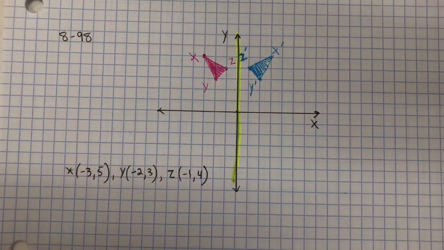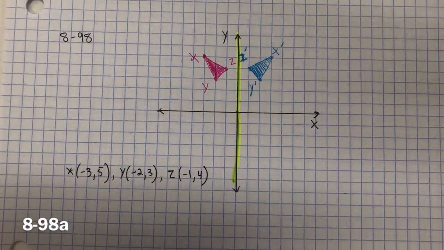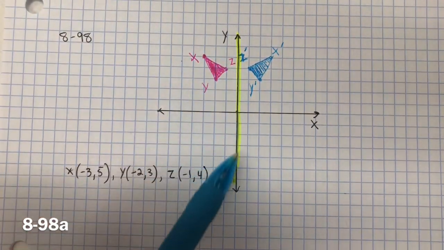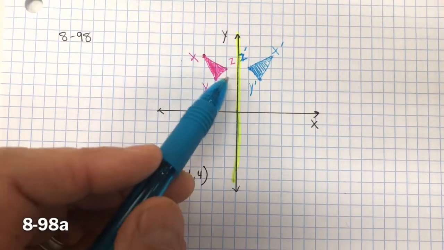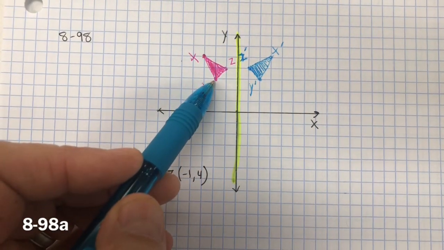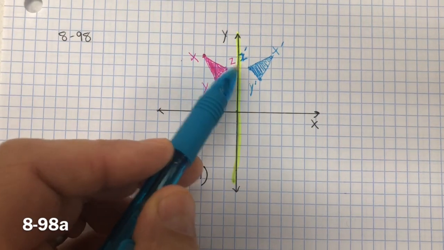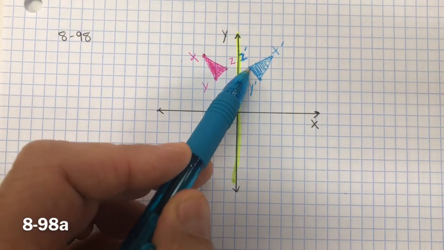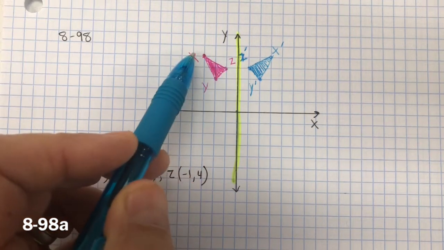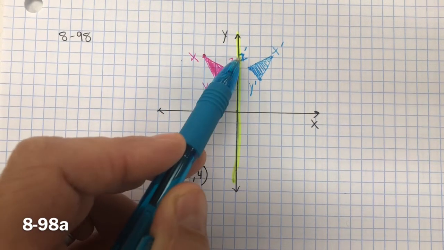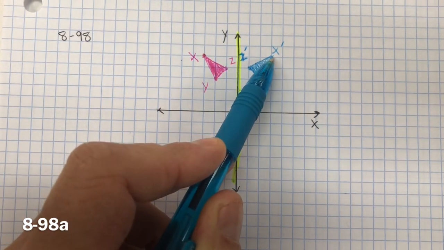For part A, you need to reflect the triangle across the y-axis. So here's the y-axis, and if Y is -2, Y prime would be +2. Z is -1, Z prime would be +1. And X is -3, so X prime would be +3.